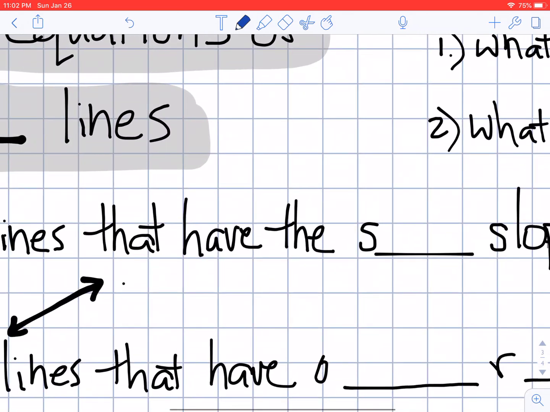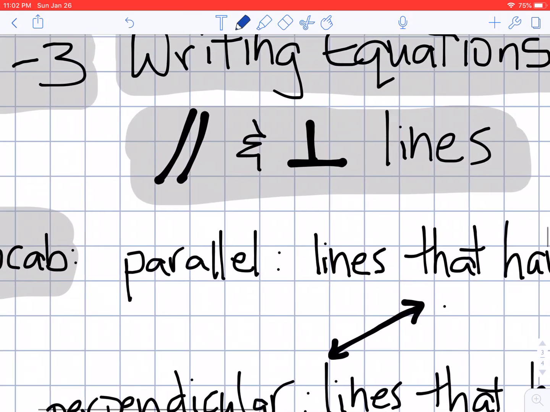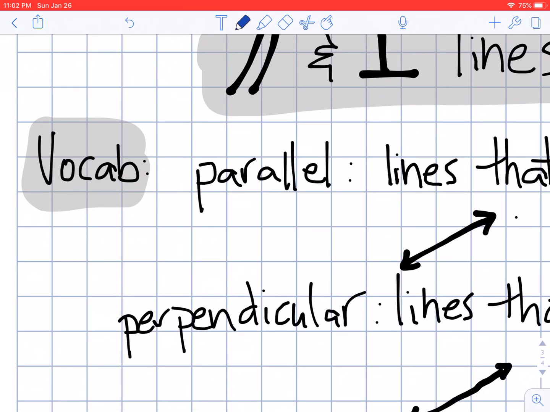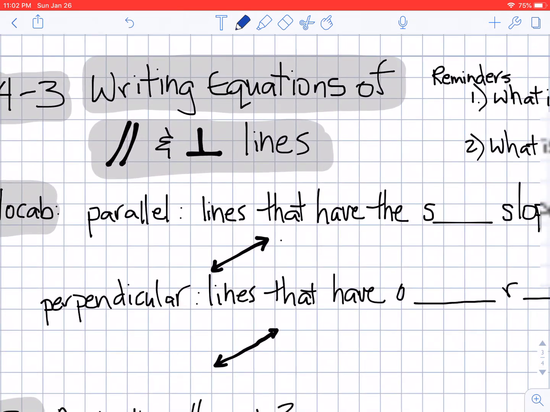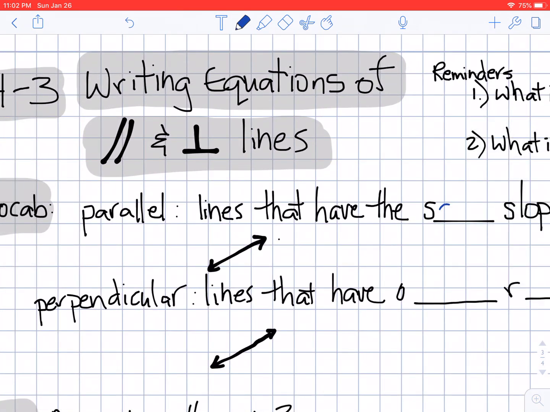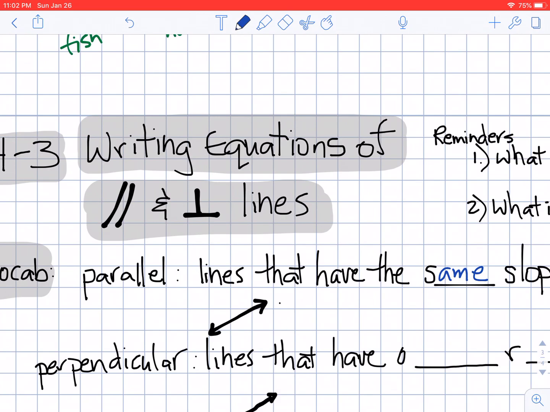All right, diving in, first of all, we have two big words, parallel and perpendicular. The word parallel means lines that have the same slope. The reason they have the same slope is because they go in the same direction. So if we look at that black line there, and I draw another line that runs in the same direction, these two slopes will be the same. One slope is 6, the other one is 6 as well.